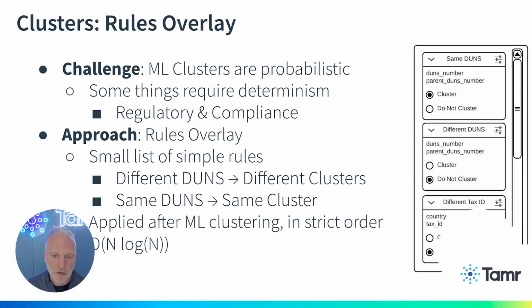So organizations that lack a parent DUNS or lack a DUNS or lack both can still be clustered together, and these rules will be applied on top of that machine learning clustering. And the complexity of applying this rules overlay is n log n. That's n log n in the number of clusters.